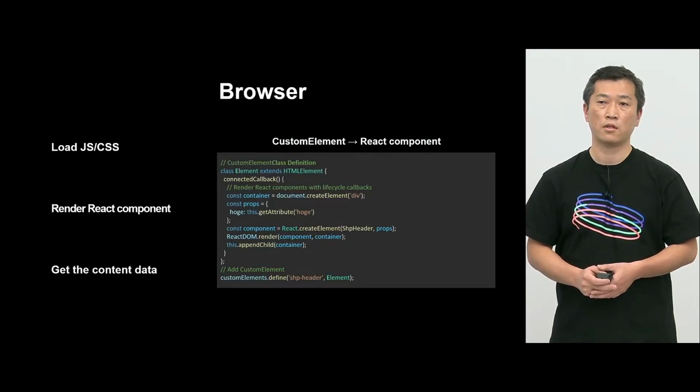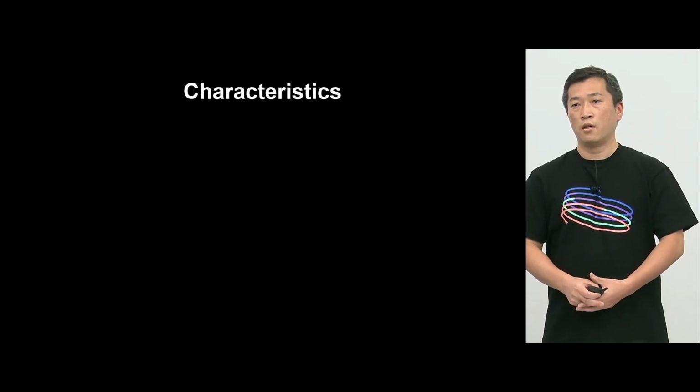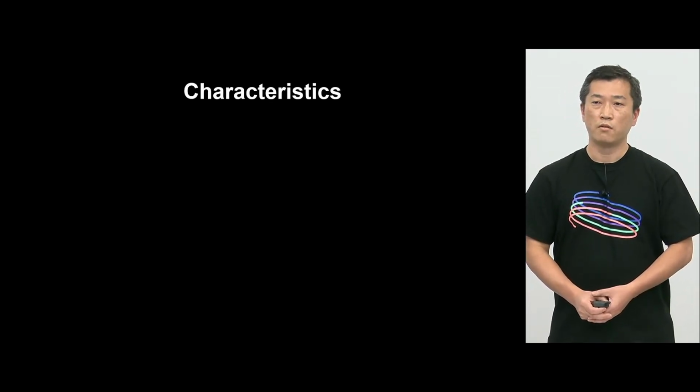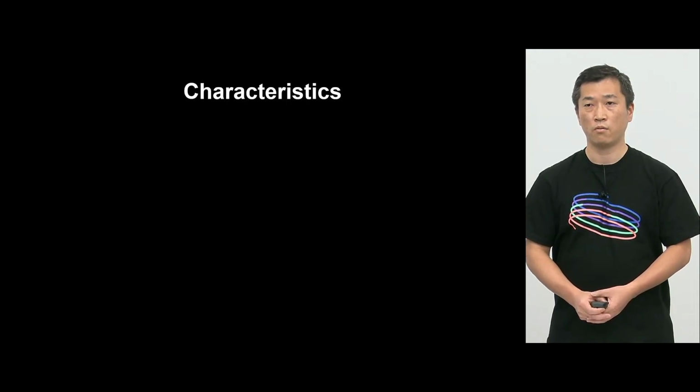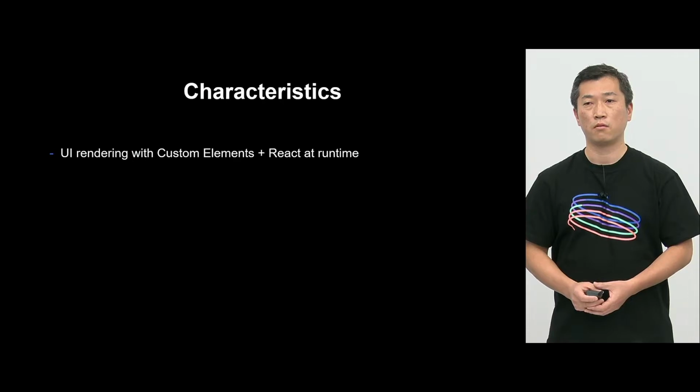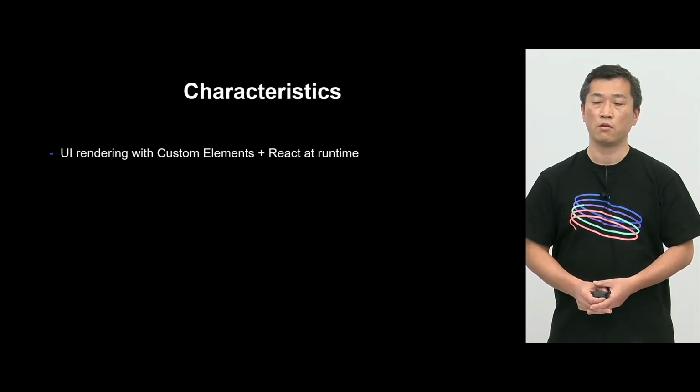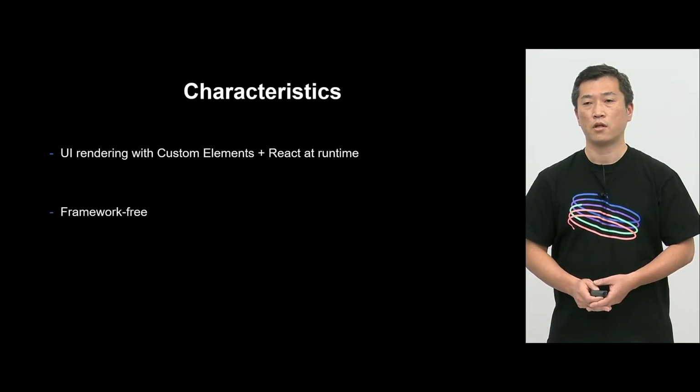So when a tag is placed, rendering will take place. React components can be implemented in the usual way. So with this, micro frontends has been implemented. So the characteristics of the Puta system are, first, runtime rendering of UI with custom element and React. So on top of the browser, you can create UI. This is a regular implementation pattern of micro frontends.